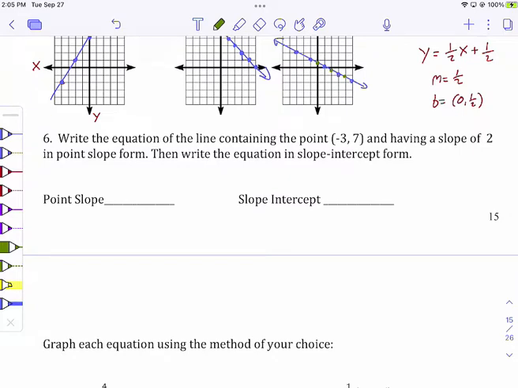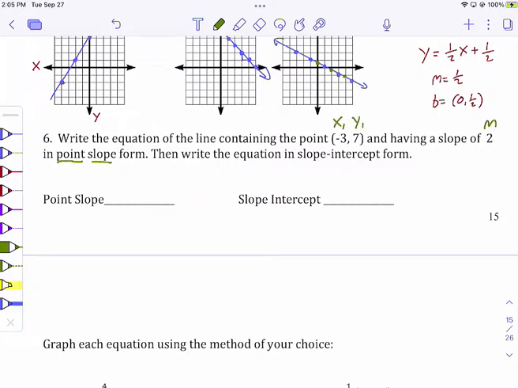It says write the equation of the line containing the point. They give you the point and the slope in point-slope form. All right. In point-slope form, what you want is a point, and there's the point, and a slope, and there's the slope. So label this M and label this X sub 1 / Y sub 1.